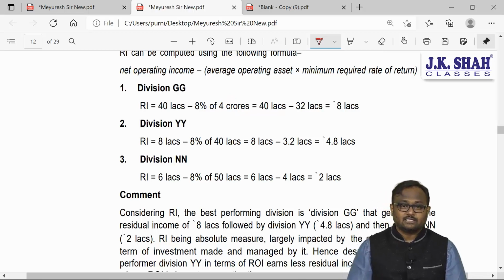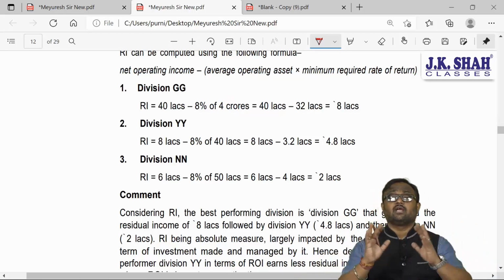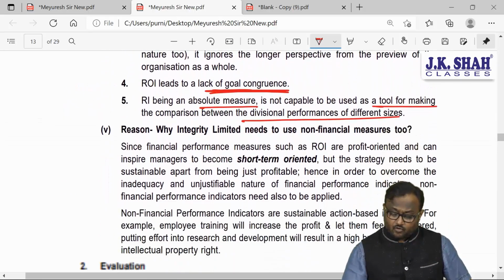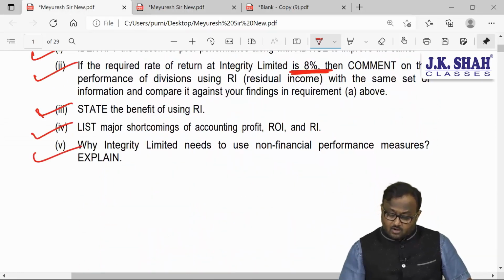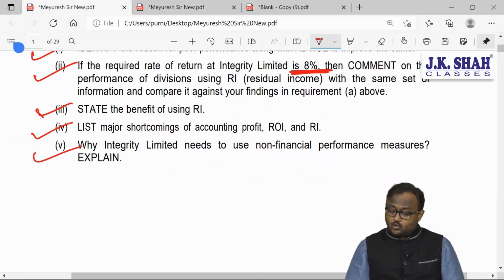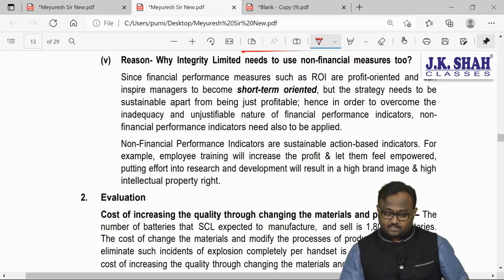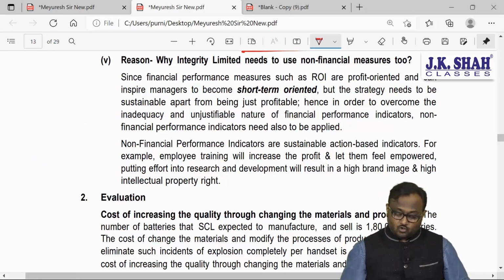I hope you guys are understanding this. Absolute terms have got no value. There has to be a comparative analysis. So that was another drawback of RI for which we are not supposed to go for RI. And point number 5 was why Integrity Limited needs to use non-financial performance measures. One part we have already discussed: why RI is not to be used, why ROI is not to be used.